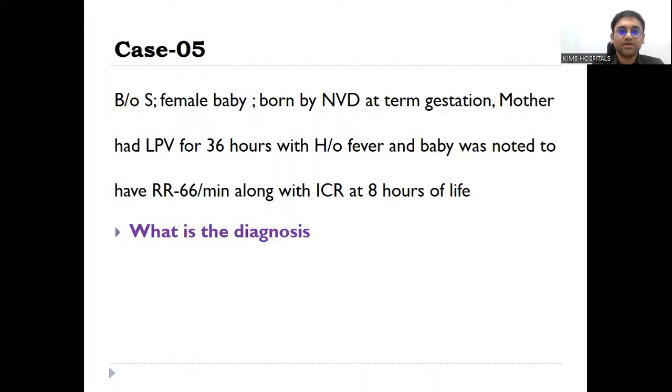This is another case, a female baby born by normal vaginal delivery at term gestation with a history of leaking liquor in the mother for 36 hours. The baby had fever and developed respiratory distress at 66 minutes of life, then a chest X-ray was taken. So what is the diagnosis? When a baby has risk factors for sepsis, one of the differential diagnoses along with either TTN or RDS will be congenital pneumonia.